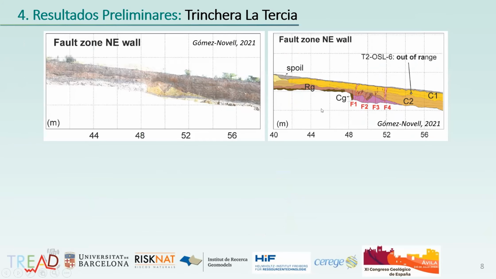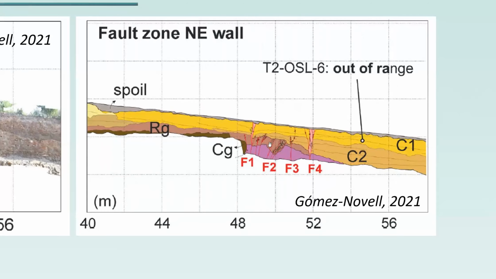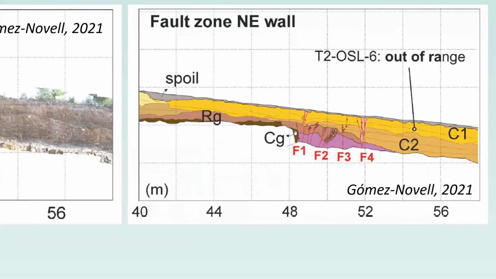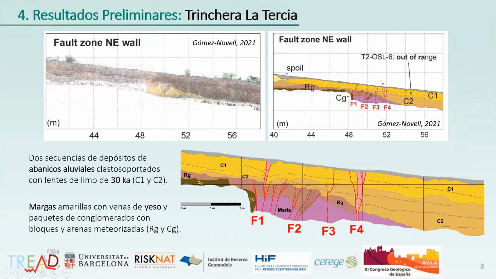This is the trench for Octavi. In Octavi's trench, this is an outcrop at La Tercia. We have marls at the base, and several faults that affect some alluvial fans. Here it is digitalized with more detail. This is his interpretation, and the idea was to check with the camera whether we see these faults and whether there are differences. I think the main difference is the alluvial fans C2 and C1, and also some fault, especially in this area.